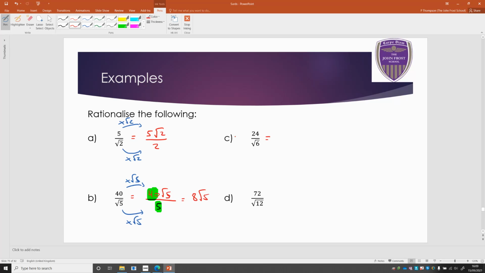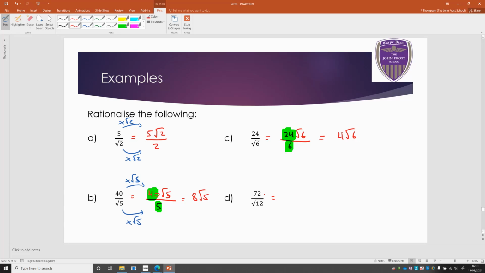This one, I'm going to start skipping my arrows now. Top and bottom this time by root 6. Root 6 times root 6 is root 36, which is just 6. And on top, you get 24 root 6. Again, look, 24 and 6. We've got a common factor of 6. So 24 divided by 6 is just 4. This is 4 root 6.